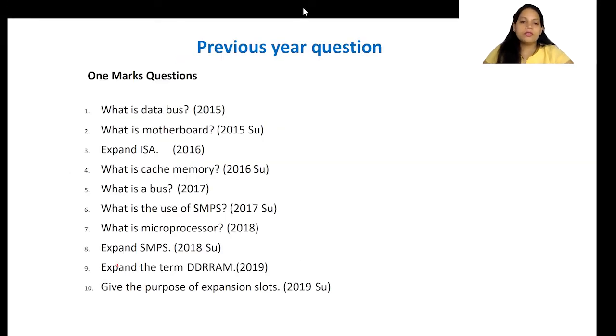Okay. So if you are seeing the very important previous year questions of this chapter, as you can see, the 1-mark questions can be: what is data bus, what is motherboard, expand ISA. Most of the expansions will be asked from this chapter. Okay, expansions will be asked commonly. What is cache memory, what is a bus, what is the use of SMPS, what is microprocessor, expand SMPS, expand the term DDR RAM, give the purpose of expansion slots. Okay, so these are the definitions, and also you have to know the expansions because very commonly they ask expansions from this lesson for 1 mark.